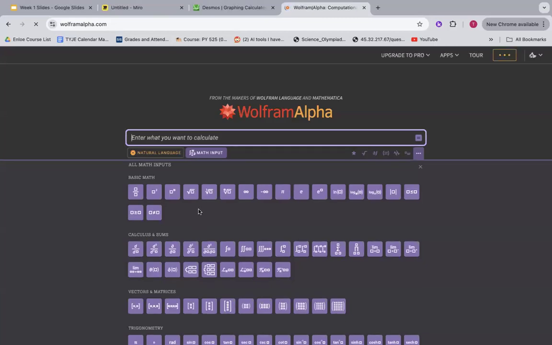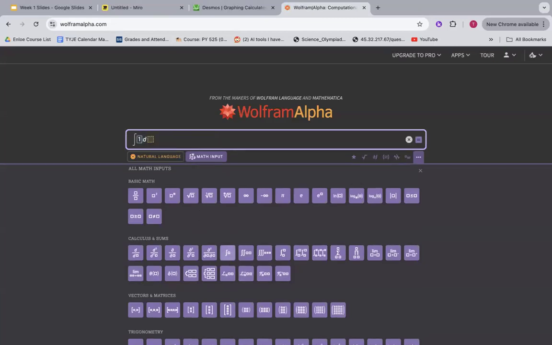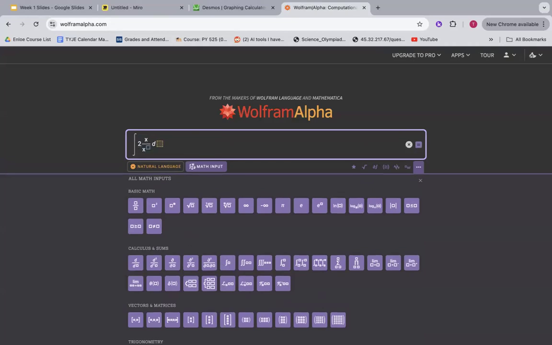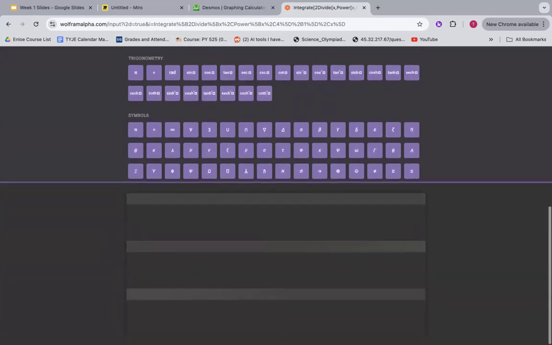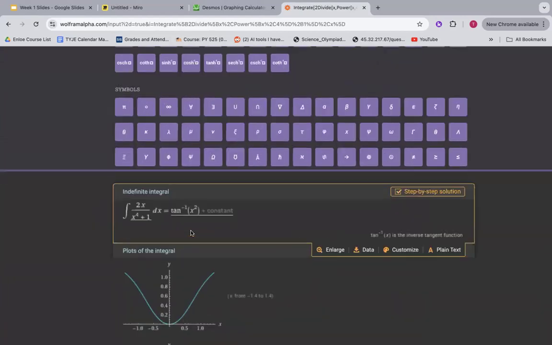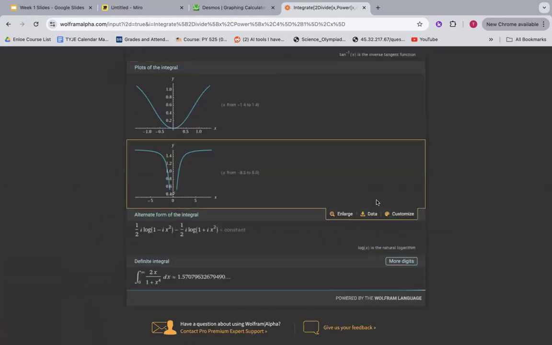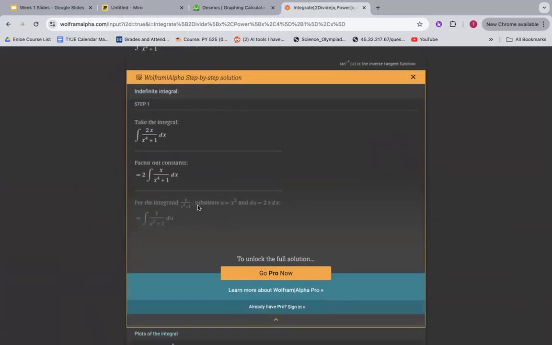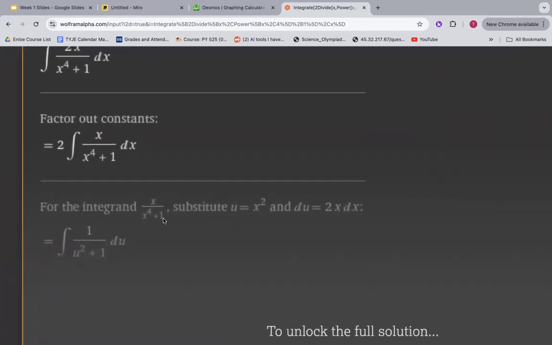Like go to Wolfram Alpha here. Let's say, oh, I don't know how to do the integral of 2x over x to the power of 4 plus 1, right? And then you go down here and Wolfram Alpha is just like, oh, great, this is the answer. So you click the step-by-step solution, and it's not going to tell you everything, but usually here it's going to tell you enough that you can figure out what's going on.